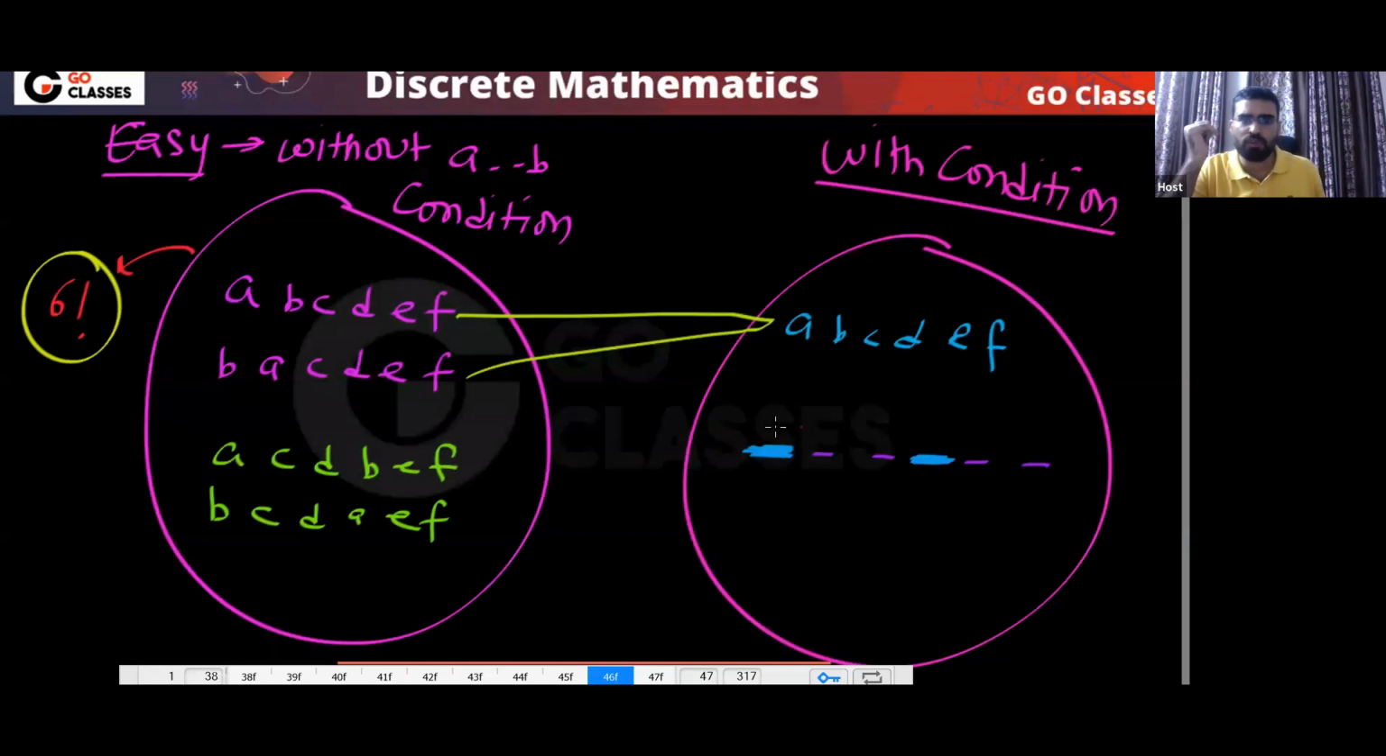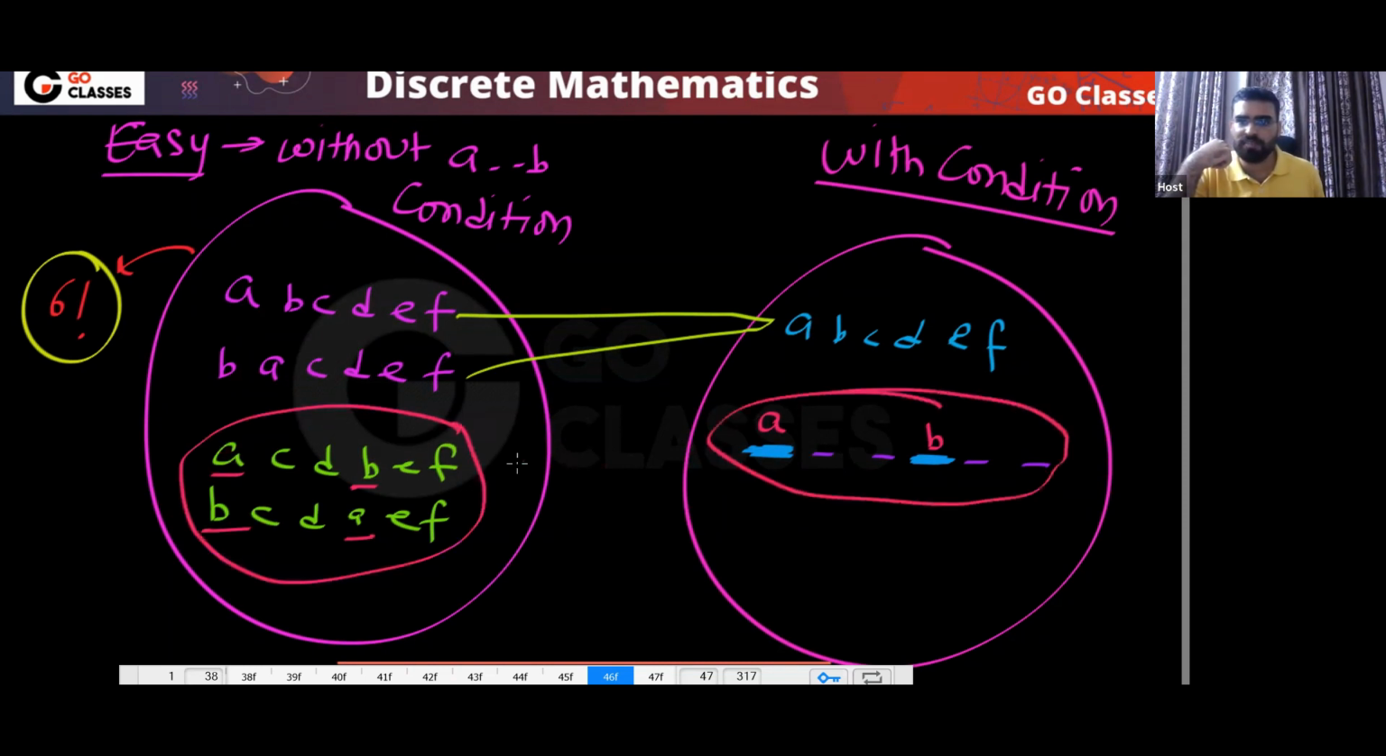Now, with condition, what will happen? Tell me, with condition, what will happen? A will be here, B will be here, with condition. And without condition, what will happen? These two things will happen. So you can notice without condition, these two things will happen, and with condition, this one thing will happen. Are you getting my point?